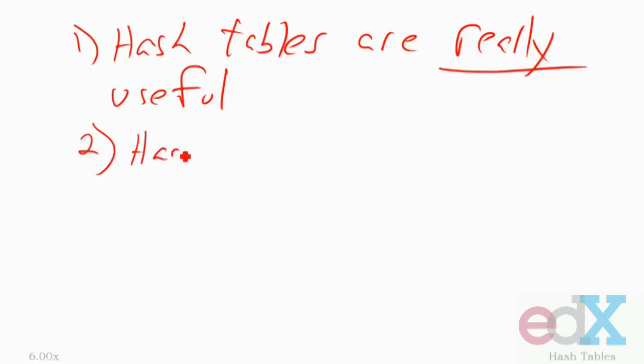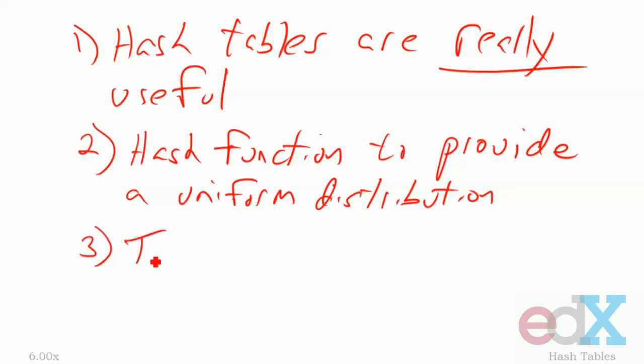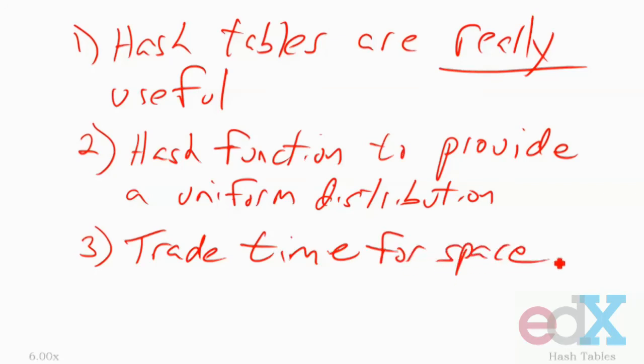Two, it's very important, as we've said perhaps too many times for your taste, for the hash function to provide a uniform distribution. Otherwise, we get too many collisions. And finally, a hash table is an example of a data structure that allows us to trade time for space. By using more space, we can use less time.